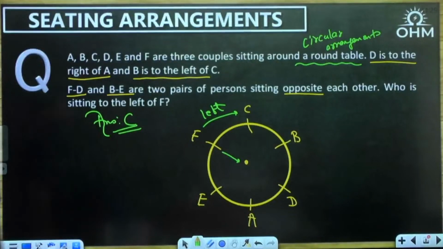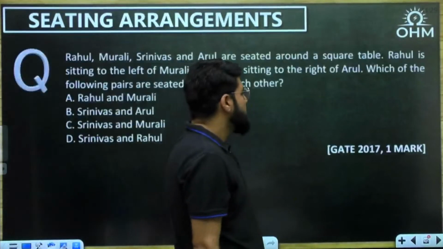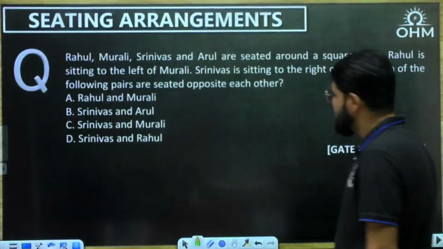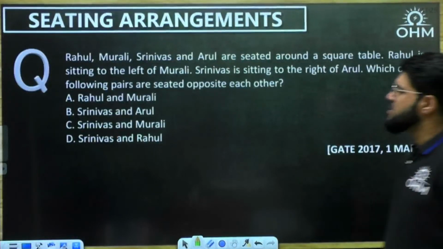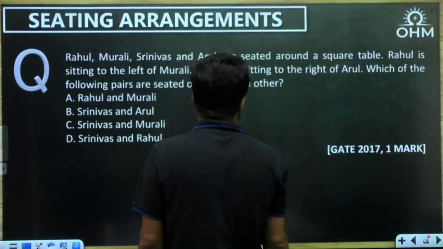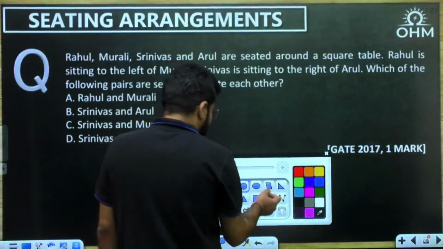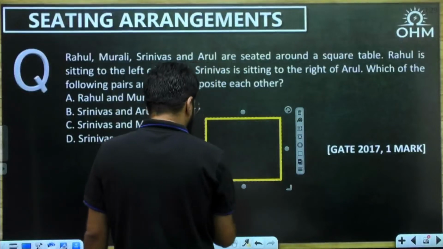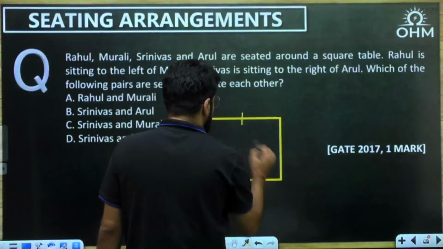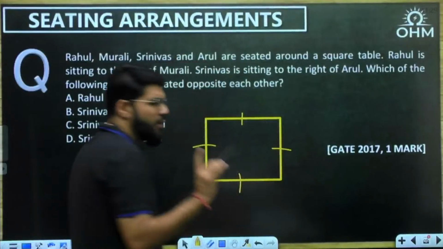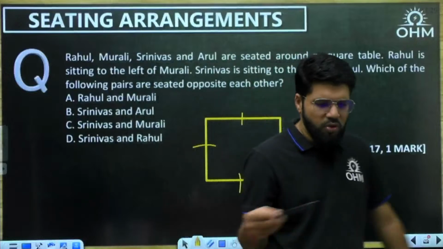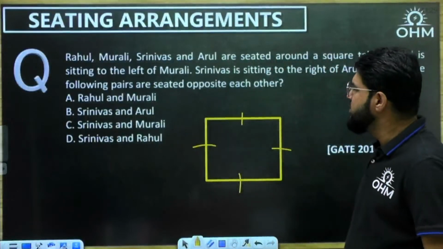Okay, let's take more. Taken a simple one from GATE 17 IIT Roorkee year for 1 mark. Simple one it is. 4 persons only. Rahul, Murli, Srinivas, Arul are sitting around a square table. See, whether it is round table or square table, ultimately it's a closed path, so we call it a circular arrangement only. It's simple because only 4 persons are there. Last one 6, sometimes there may be 8 also. More the number of persons, more thought process will be involved.